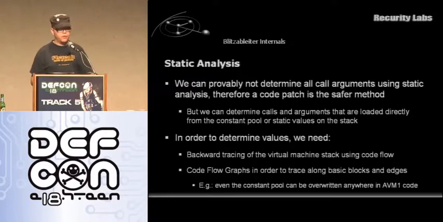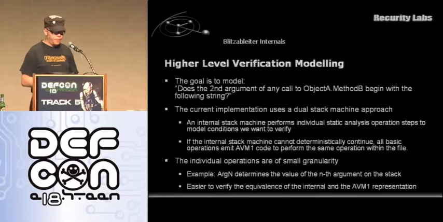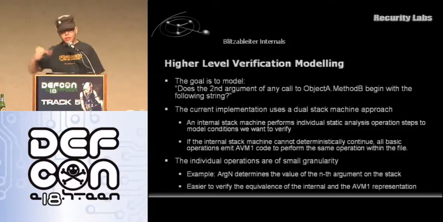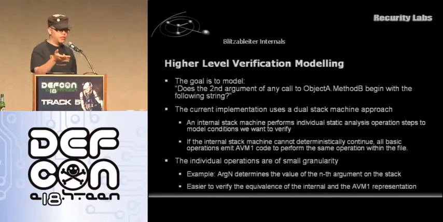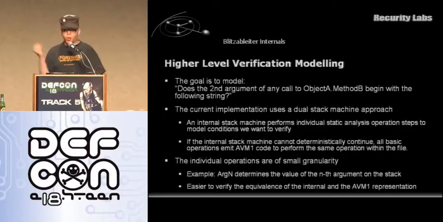In order to determine the values, we actually need to obtain a code flow graph as well, because the constant pool is not part of the file format, but is another instruction. Since the constant pool creation is an instruction, you can overwrite your own constant pool in your own code. So we have to do a complete code flow analysis to figure out which constant pool is currently on. On top of that, we're still working on it, but it's already part of the code, is higher level verification. You can essentially say, this is the object, this is the method, and I want the following string comparison with the second argument of this method call, no matter if it's AVM1 or 2.